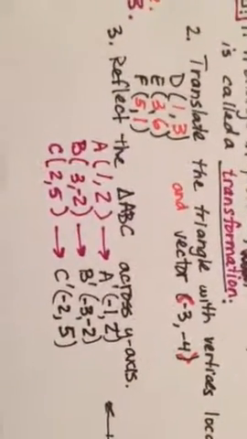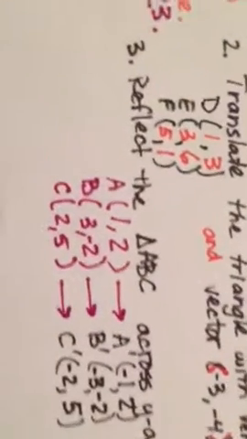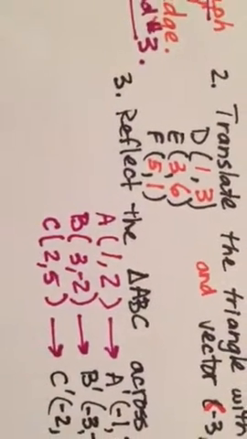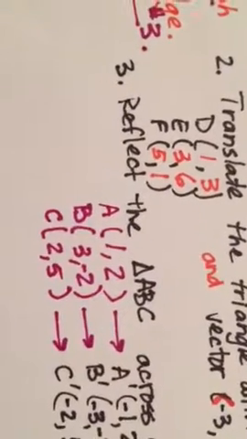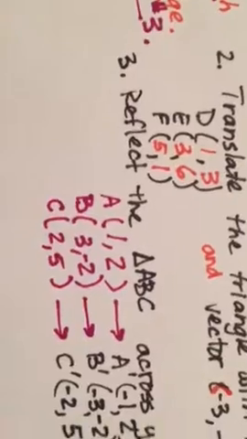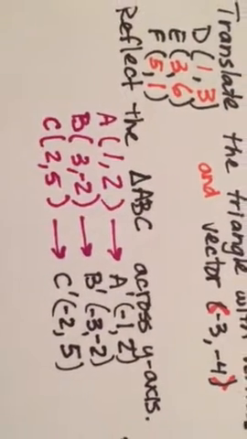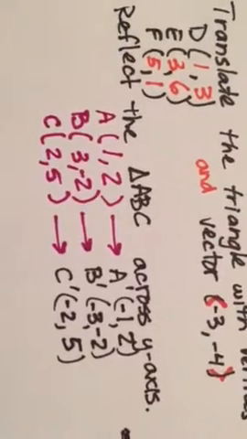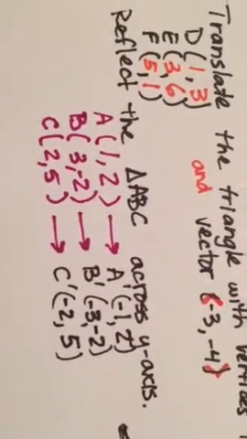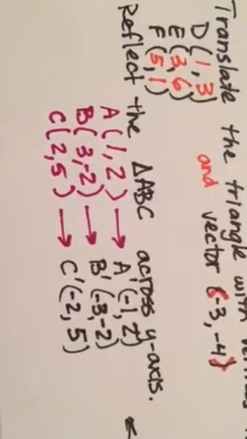Number 3 is to reflect triangle ABC across the y-axis. Right here in the red, the A coordinate is (1, 2), B is (3, -2), and C is (2, 5). Across the y-axis, we're going to change the sign of the X component. So A prime is (-1, 2), B prime is (-3, -2), and C prime is (-2, 5).